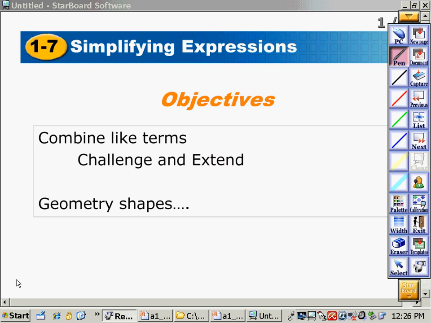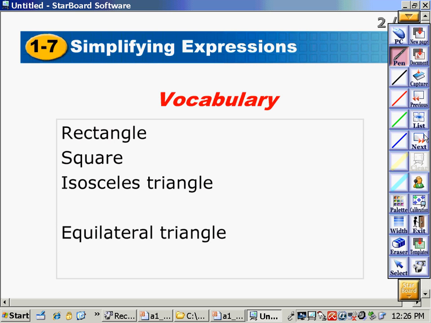Hey guys, welcome to your second Algebra 1 video. We're going to continue combining like terms, and we're going to do some challenge and extend problems and talk about geometry shapes. If you don't know these vocabulary, please write them down.